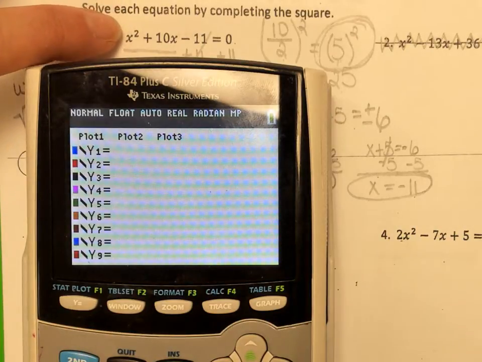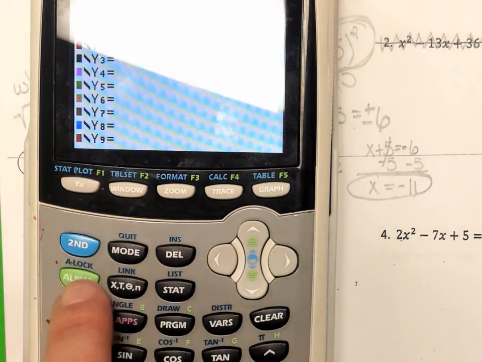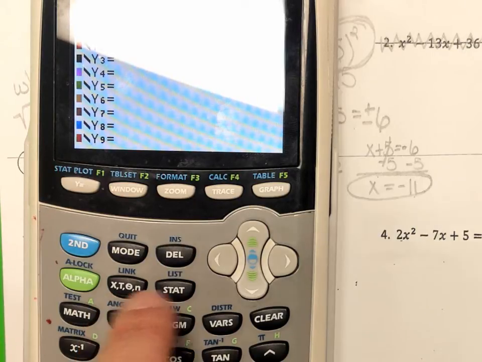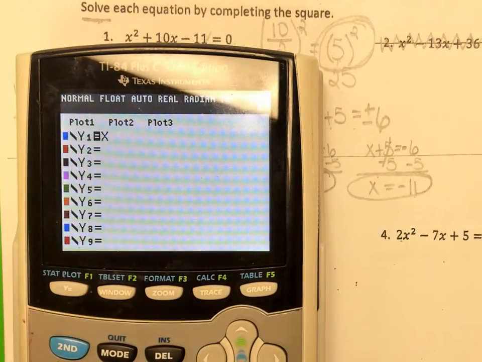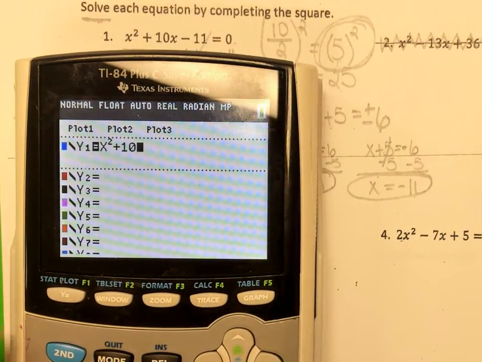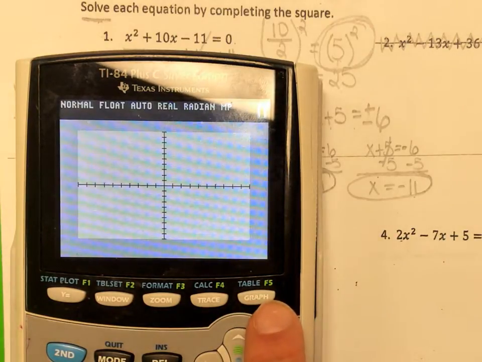What do we have? We have x squared. So do you remember where the x is? Find the green button. It's right next to the green button. That's why I moved it up so you could see where my finger's pointing here. So it's x squared. And then what? Plus 10x? And then subtract 11. And then what do we do? We hit graph.